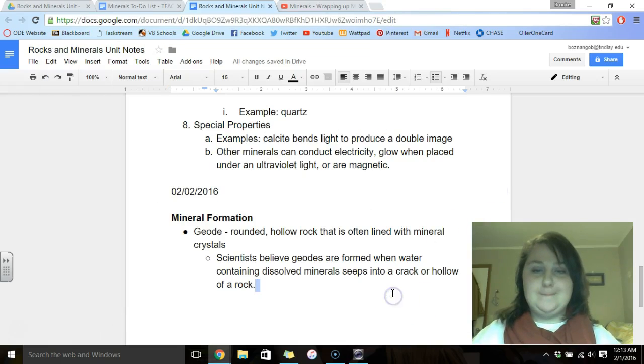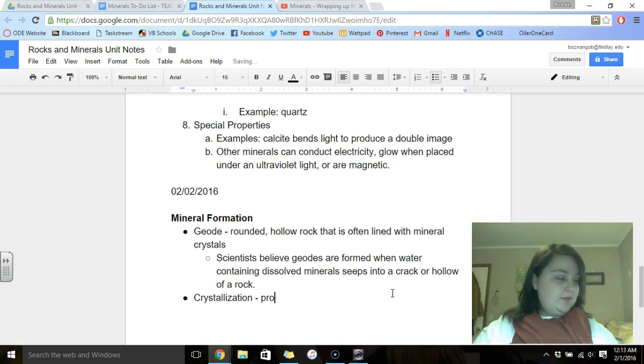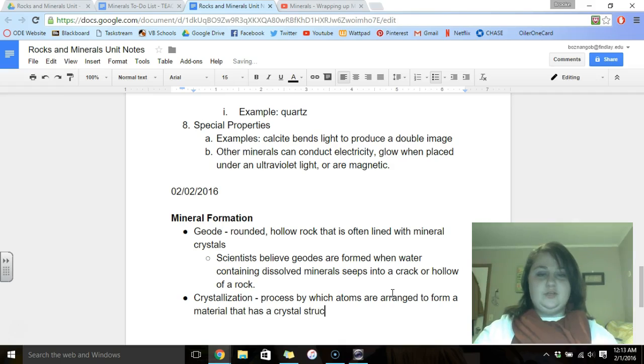Crystallization. Crystallization is a process by which atoms are arranged to form a material that has a crystal structure.